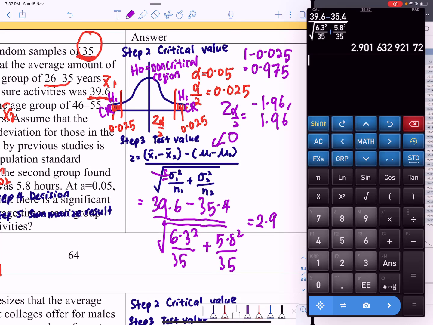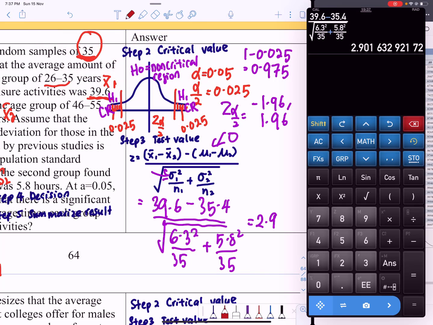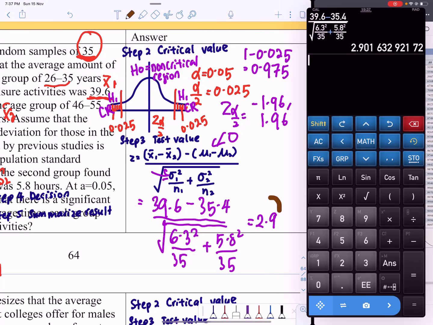Okay, I try to find something that easier for us to look at. Maybe this one. Okay, 2.9. Where is the location of 2.9? Above here. Okay, 2.9. Kalau yang kat sini ni berapa? 1.96. It means that the test value falls at the critical region. Okay, it falls at critical region. We will reject null hypothesis. Okay, we reject null hypothesis.